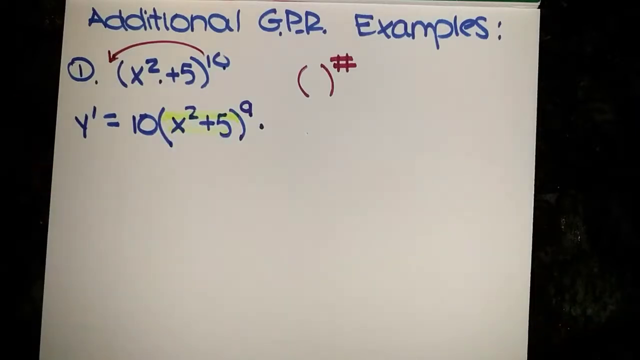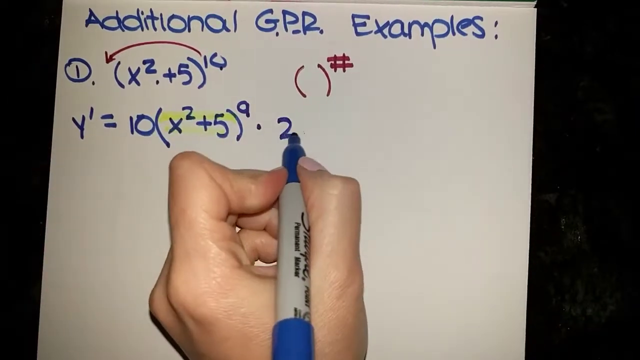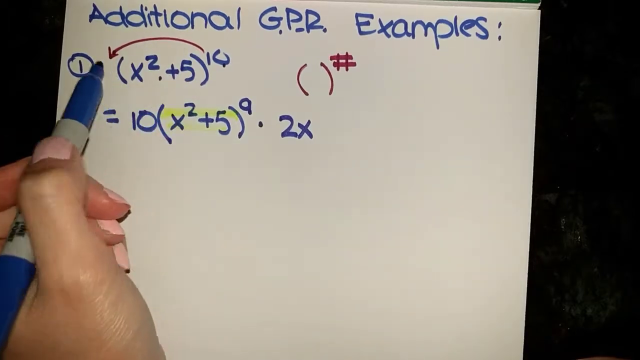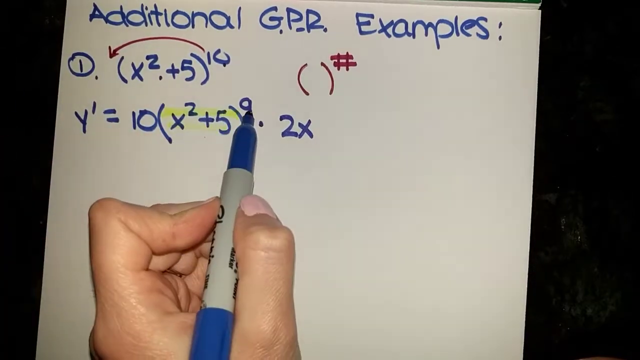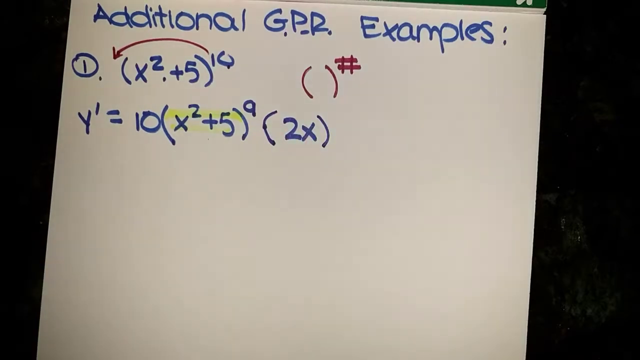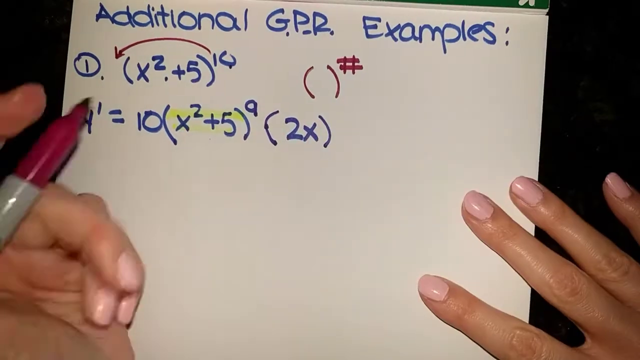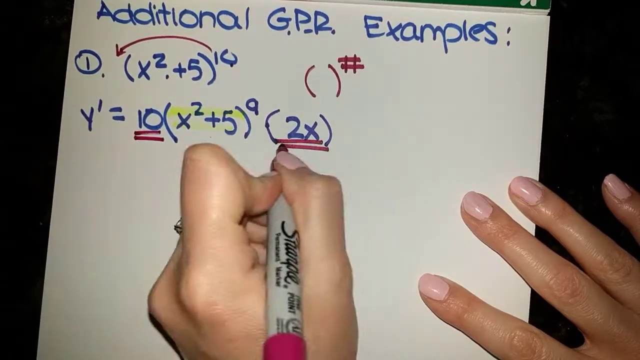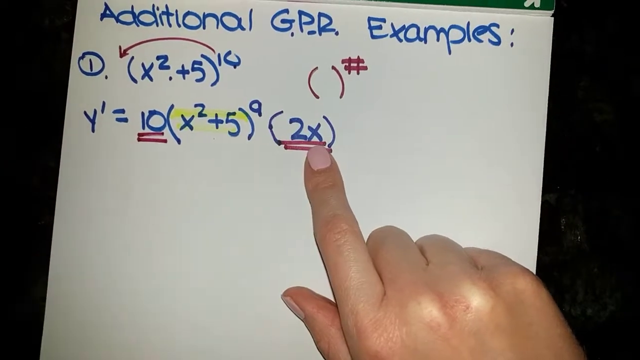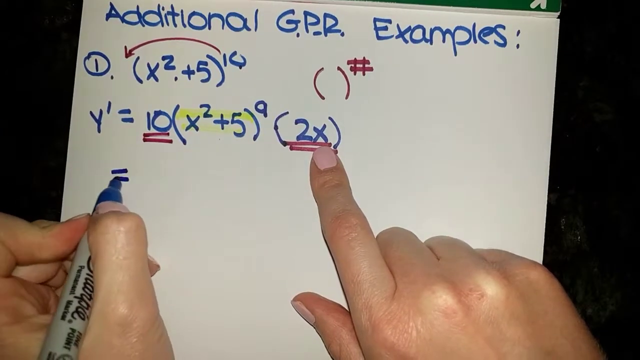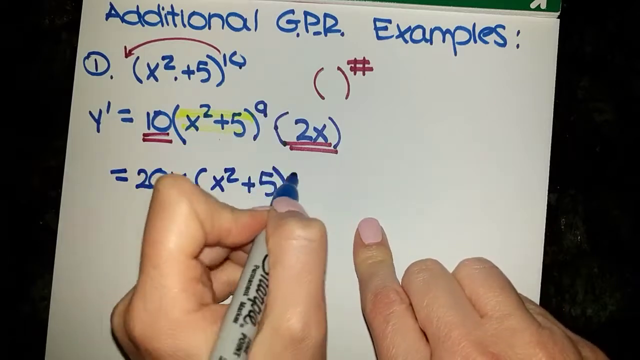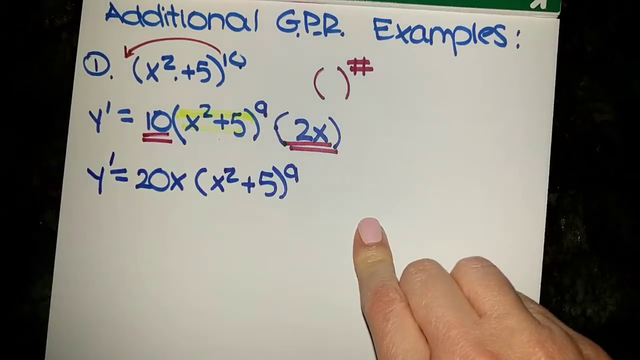And here the derivative of x squared is going to be 2x. The derivative of 5 is 0. So again, we bring down, keep the inside fixed, subtract 1, multiply by the derivative of the inside. Now remember that something before the parentheses to a power and after, those are usually going to combine together. So here the 10 times the 2x is going to give us 20x times x squared plus 5 to the 9th power, and that's our y prime.